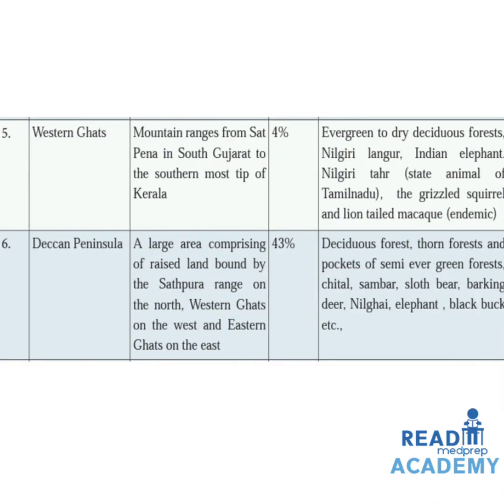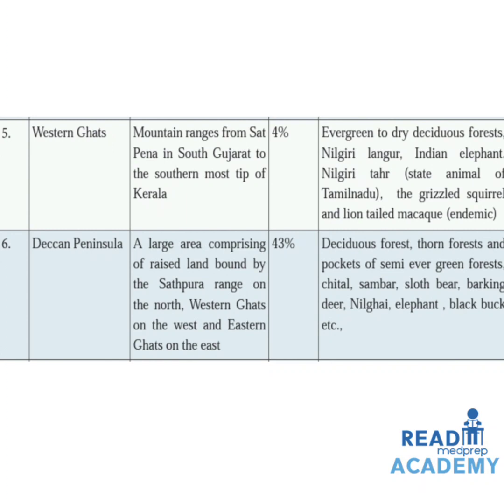Number 5 is the Western Ghats. The mountain ranges from Satpura in the south Gujarat to the southernmost tip of Kerala. It occupies about 4%. The biota includes the evergreen to dry deciduous forest, Nilgiri langur, Indian elephant, Nilgiri tahr, which is the state animal of Tamil Nadu, the grizzled squirrel, and lion-tailed macaque, which is very endemic to the Western Ghats.